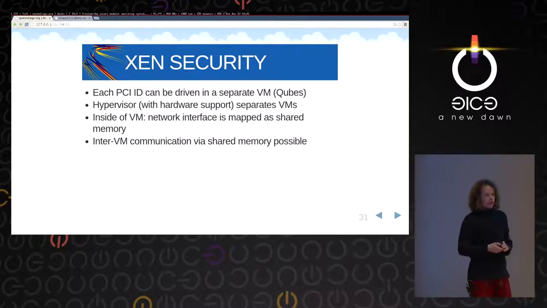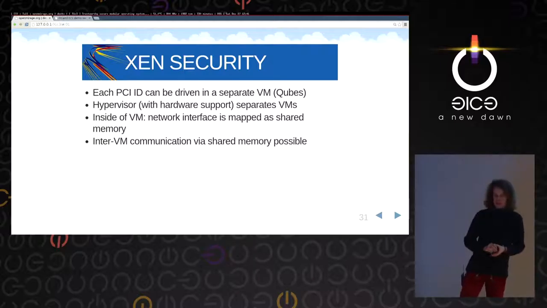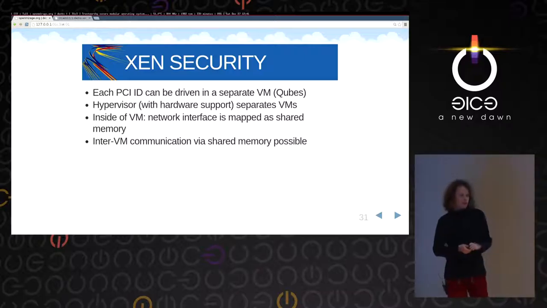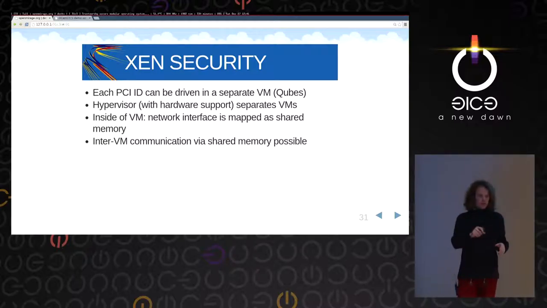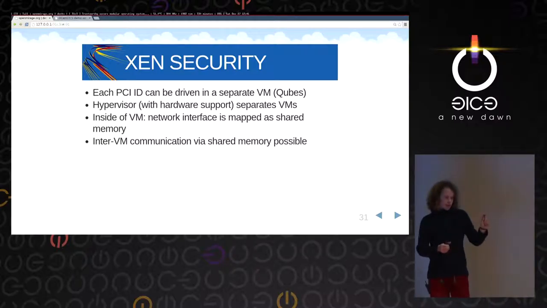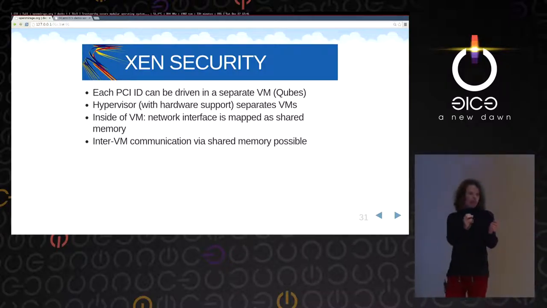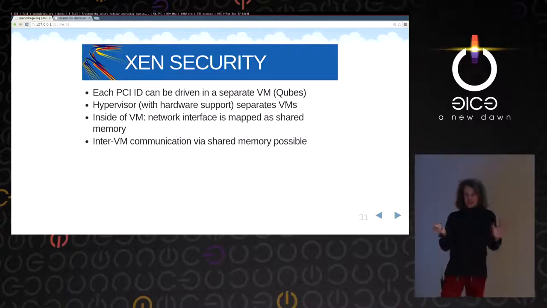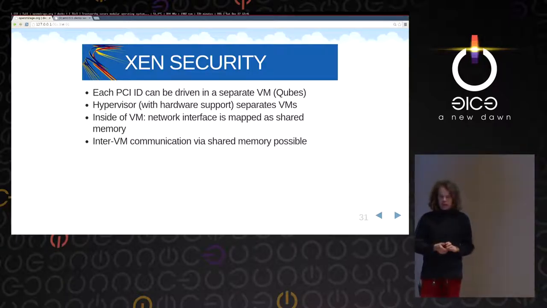What about security inside of the Xen domain? Well, inside of Xen, there's this Qubes OS project, for example. And that Qubes OS just puts every device driver into a separate virtual machine. So it compartmentalizes the different device drivers. And each PCI ID can be mapped to a separate virtual machine. So this is compartmentalization, and if one driver is wrong, the attacker can only get access to that small compartment. Well, unless the hypervisor is broken as well.